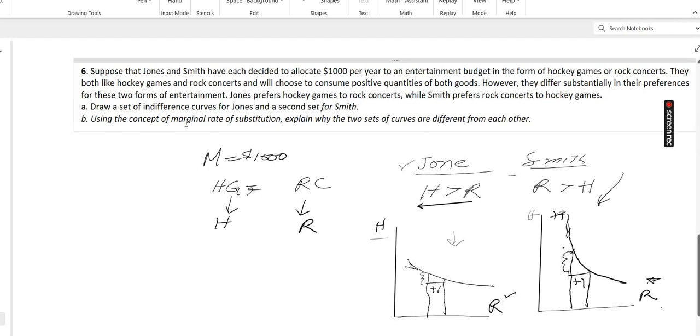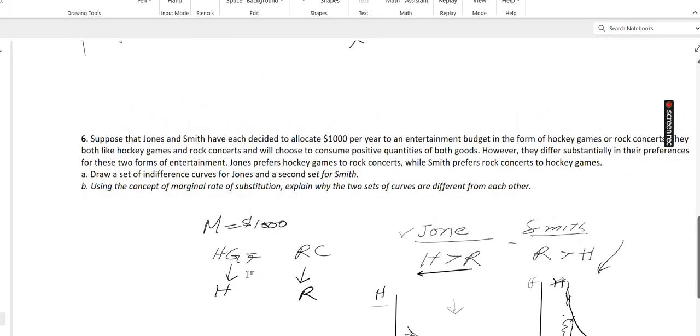Second, using the concept of MRS, explain why the two sets of curves are different. I have already explained the second part while attempting question number 1. We can see that the marginal rate of substitution has to be different for the two curves, because it depends upon how many units of one commodity a consumer is willing to sacrifice in order to get plus one of the other. So the preferences are different, so the slope will be different, and MRS is different.